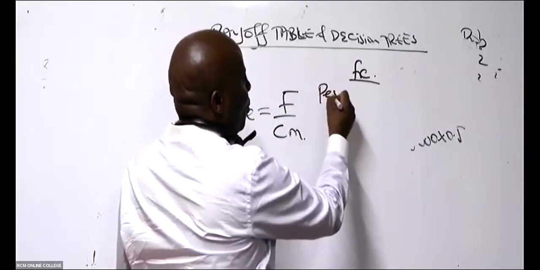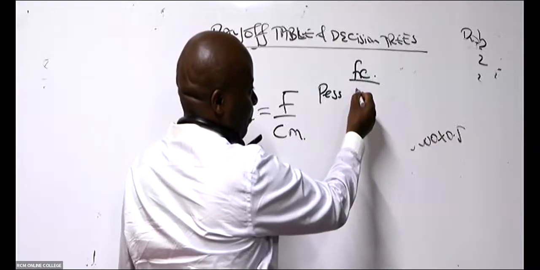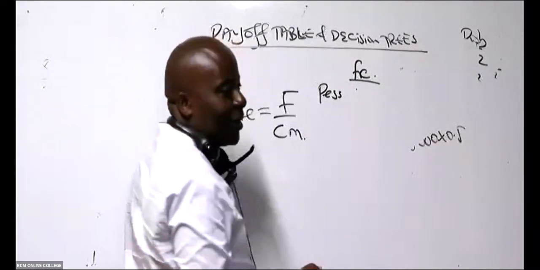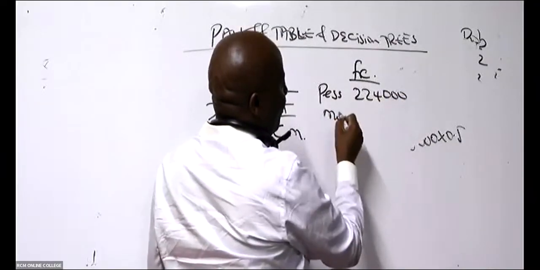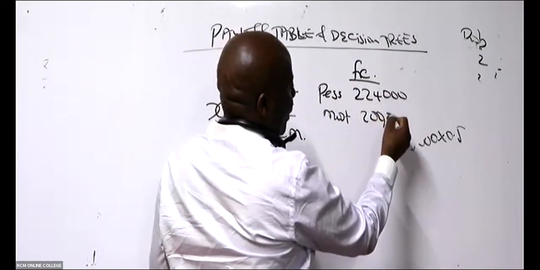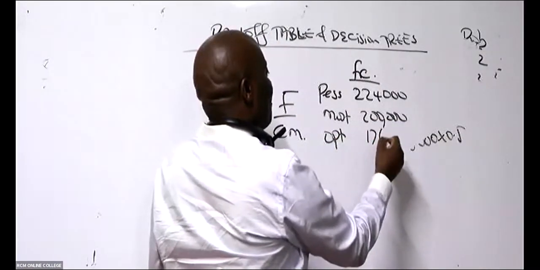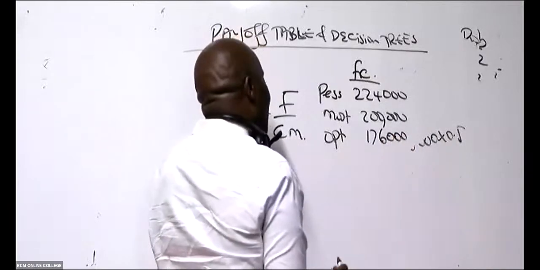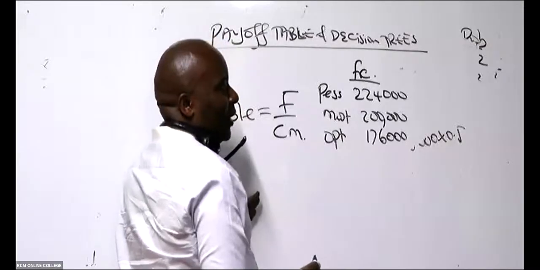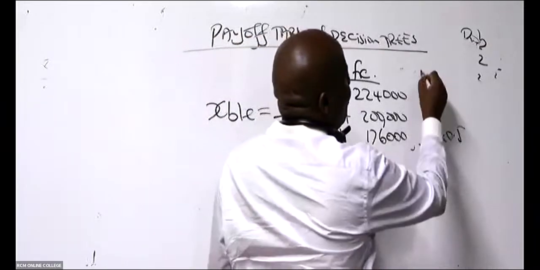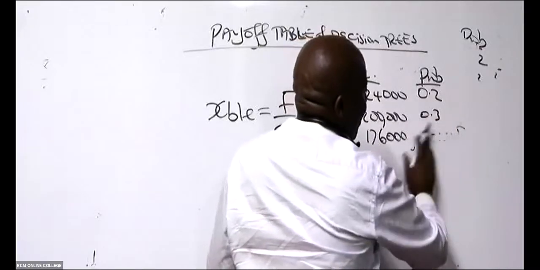Under pessimistic, what was the fixed cost? 224,000. Most likely 200,000. Then we have in this case optimistic. If we charge a specific price, we don't know which fixed cost will be incurred. But fortunately, we know the probabilities: 0.2, 0.3, and then point what here, somebody?